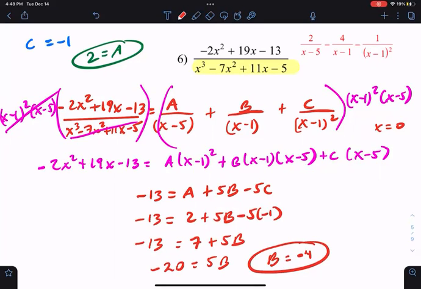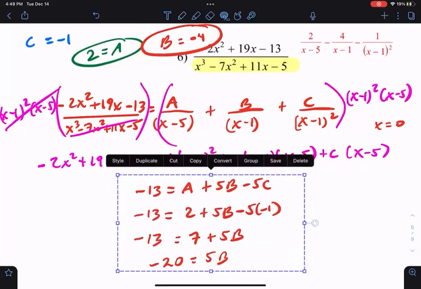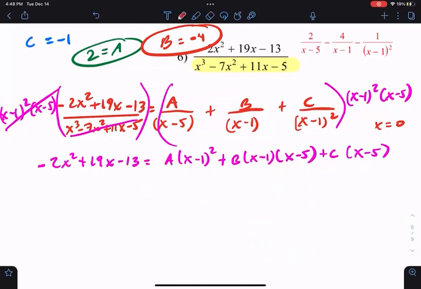So we have a, b, and c. We need to plug it in, and that's it. We're done. So I'm gonna move this here, and we just need to plug it in the thing, right? So a equals 2 over x minus 5. B equals negative 4 over x minus 1. And c is negative 1 over whatever this is, x minus 1 squared. That's it. That's the answer. Okay. Next problem.